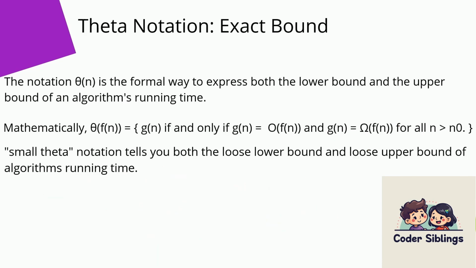Moving on to the theta notation, which is our exact bound, is the formal way to express both the lower bound and the upper bound of an algorithm. So what it does is calculate both our lower and upper bounds. The function is written like c1 g of n less than or equal to f of n less than or equal to c2 g of n for all n greater than or equal to n naught.